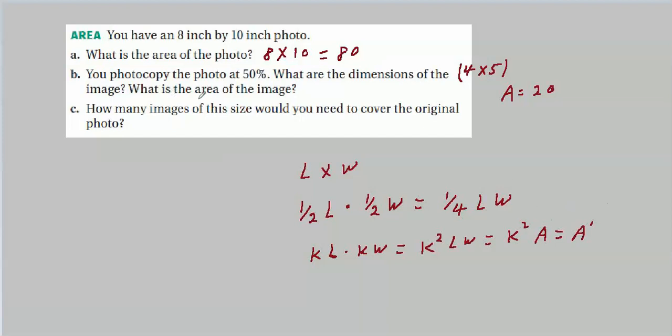How many images of this size would you need to cover the original photo? Well, looks like you need 4, isn't it? I mean, the area is 1/4, and it kind of makes sense if we break it up. I mean, watch what happens. Oh, I'm not even going to try to draw straight lines. Hang on. Let's say this is 8 by 10. It doesn't really look like it, does it?